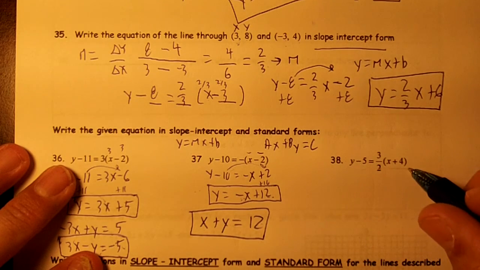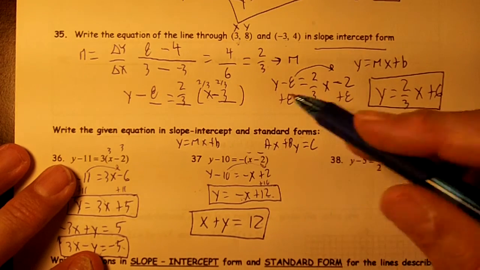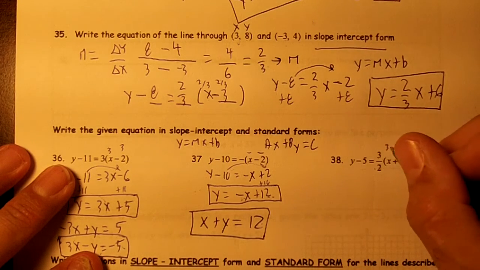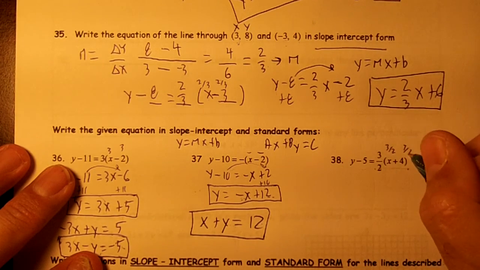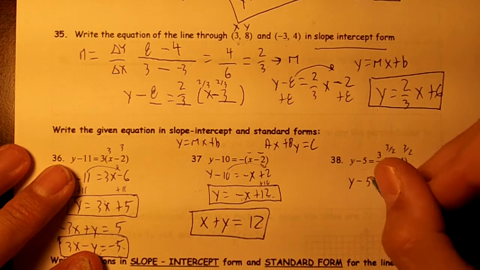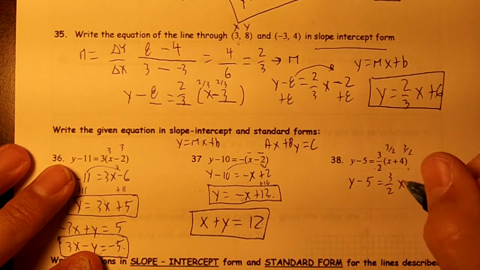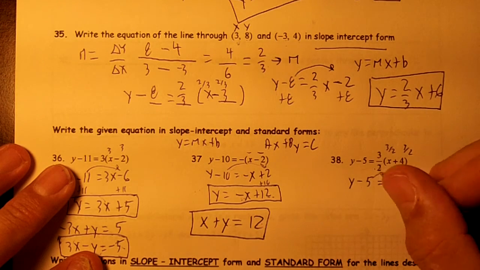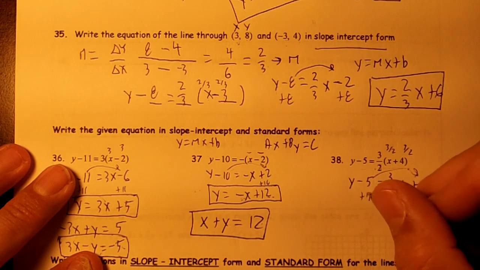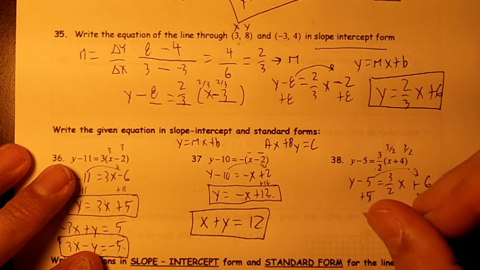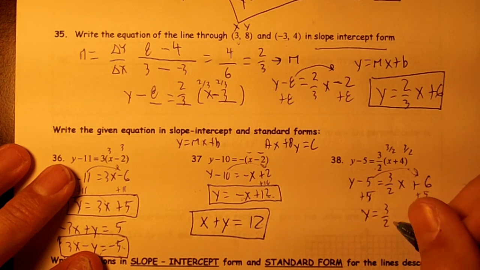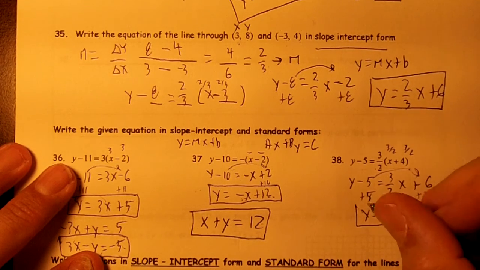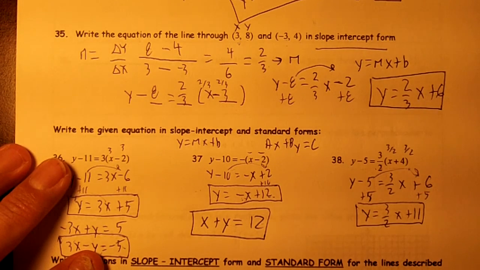This is already in point-slope form, but we want it in slope-intercept. So let's take our 3 over 2 and distribute it. We'll get y minus 5 equals 3 over 2x plus 3 times 4 is 12, divided by 2 is 6. Move over the 5. So plus 5, y equals 3 over 2x plus 11. That was a blast. That's your slope-intercept form.